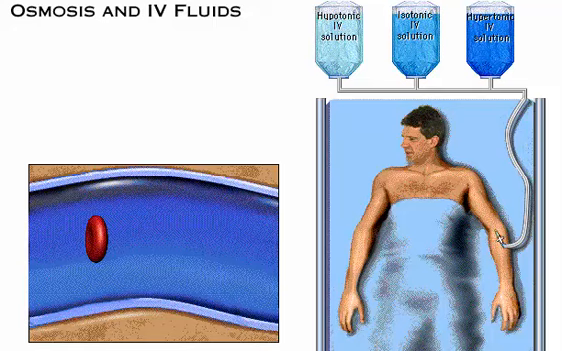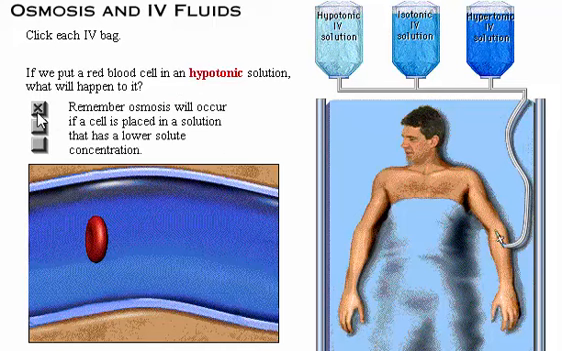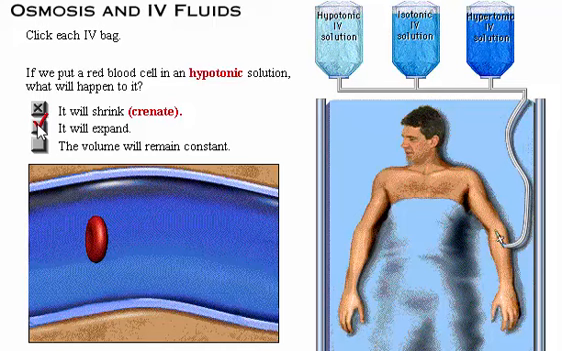If we put a red blood cell in a hypotonic solution, what will happen to it? Remember that osmosis will occur if a cell is placed in a solution that has a lower solute concentration. Correct. The cell will expand. If too much water enters the cell, it could eventually undergo hemolysis or break open.